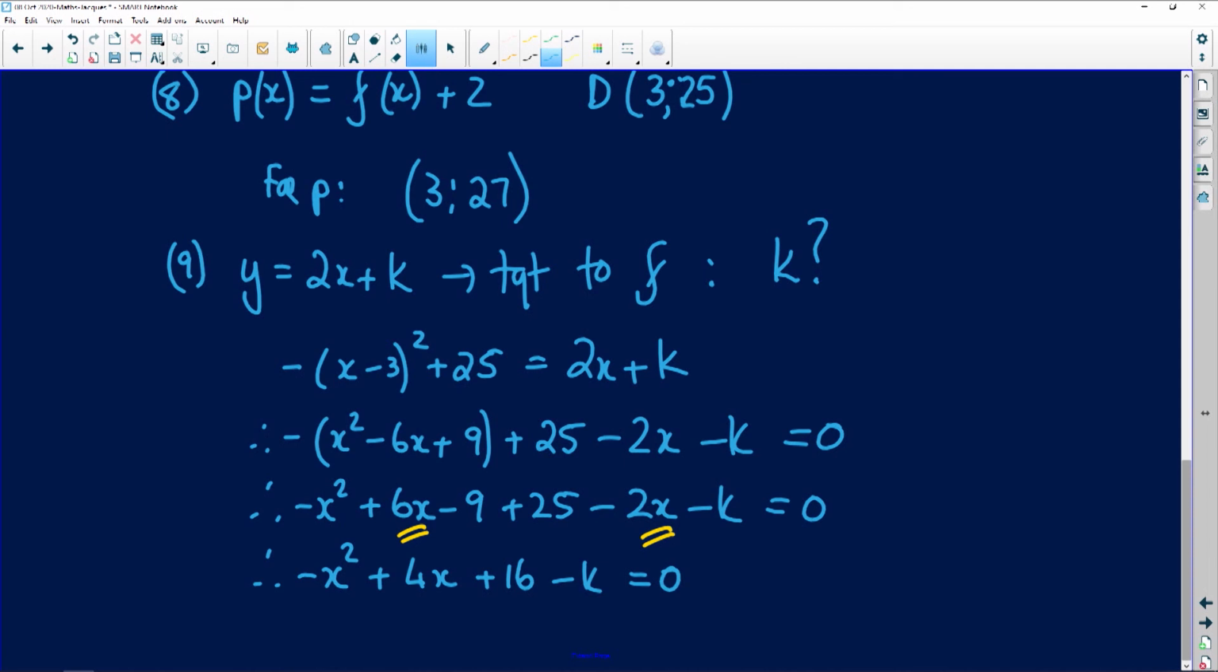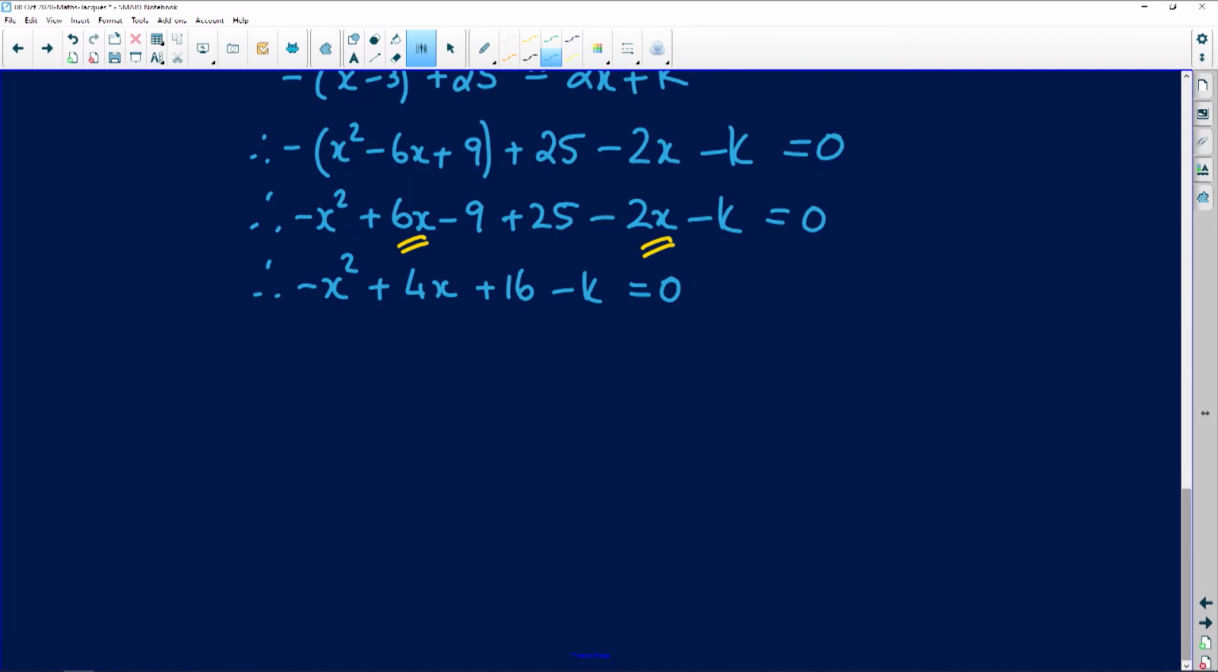So what do I have? I have a quadratic equation. Now let's analyze this. This here is the a value. a is minus 1. Here, our coefficient for x is always the b value, and this is our c value. c is 16 minus k. Now, why is that important? I've got a parabola, I've got a line, and that line has a variable in it. I want these two curves to touch each other.